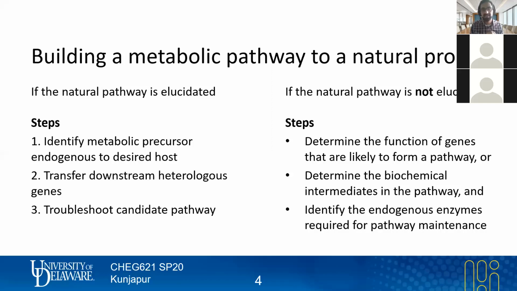And then you can also use techniques like knockouts. If you can modify your original organism, then you could knock out a gene, and then if you see that product no longer being made, you know that that's probably part of the pathway.